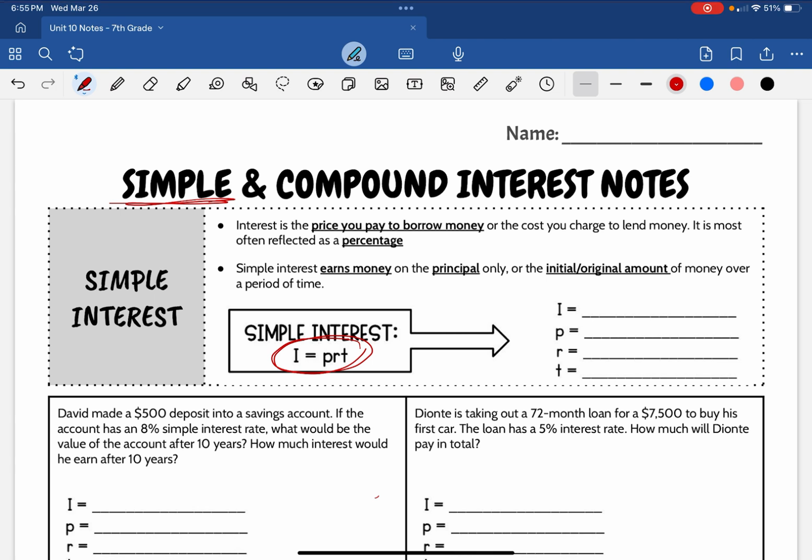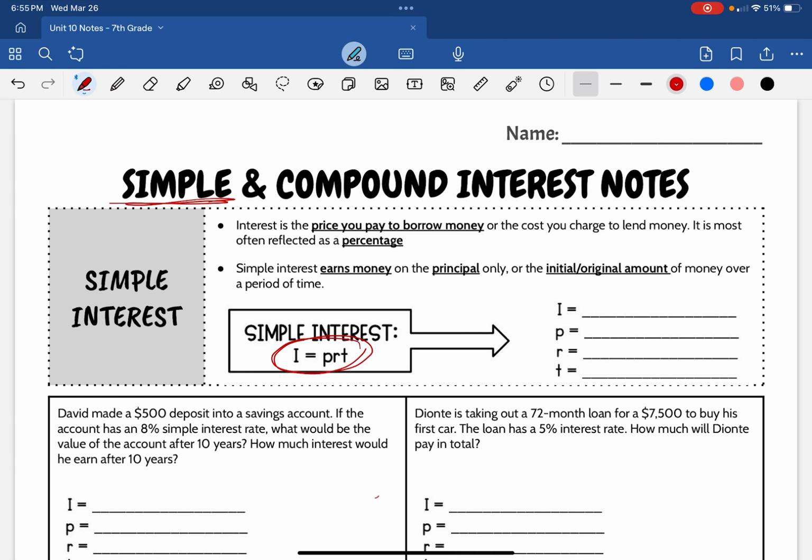So, interest is the price you pay to borrow money or the cost you charge to lend it. It is most often reflected as a percentage. So you could get money on, or you're going to pay extra on top of a loan that you take out. Also, simple interest earns money on the principal only, or the initial original amount of the money, over time. You can also earn interest on savings accounts. So let's find out what all of these represent.